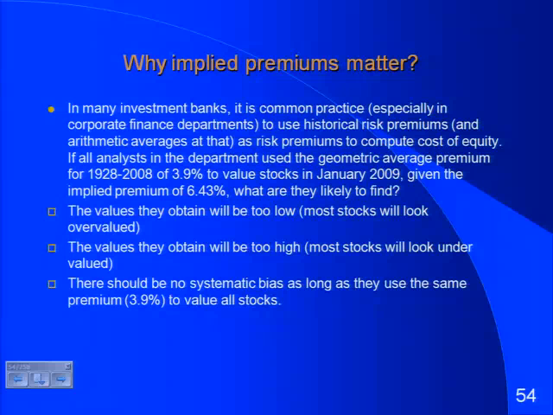People used to use historical premiums, using numbers that were too high relative to the implied premium. So they're far more likely to find stocks to be overvalued. Now it's kind of flipped. The historical premium is far lower than the implied premium, so the numbers are working in the opposite direction. So keep that in mind when you think about risk premiums.